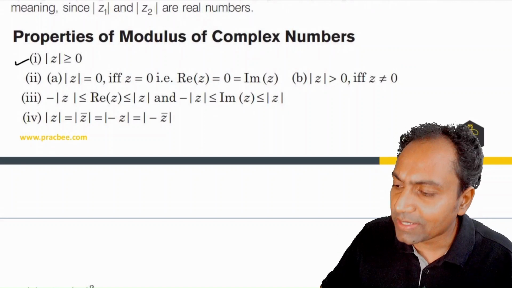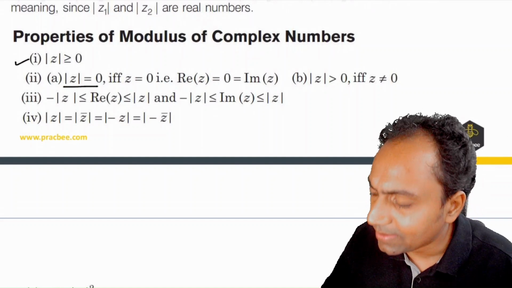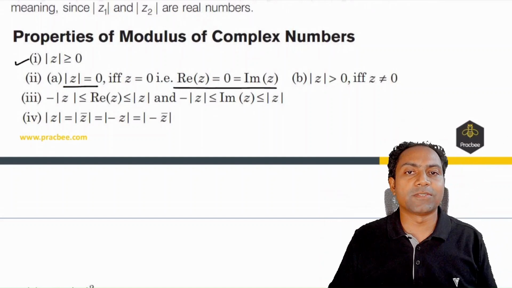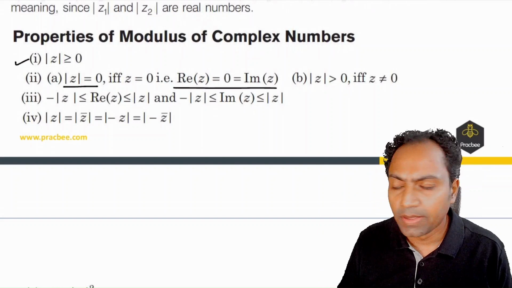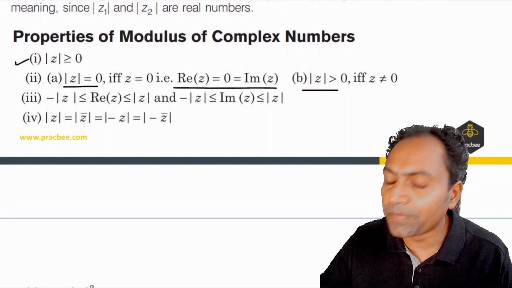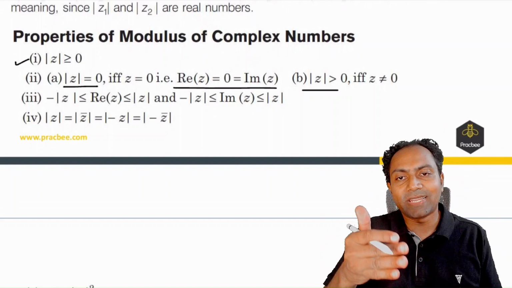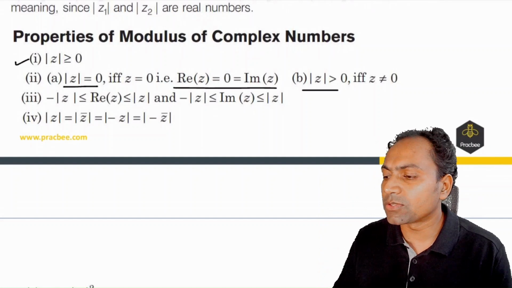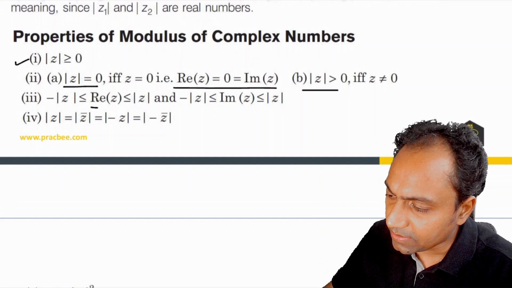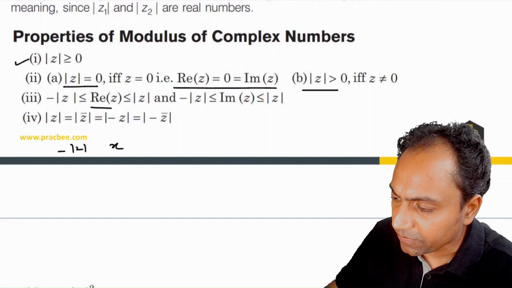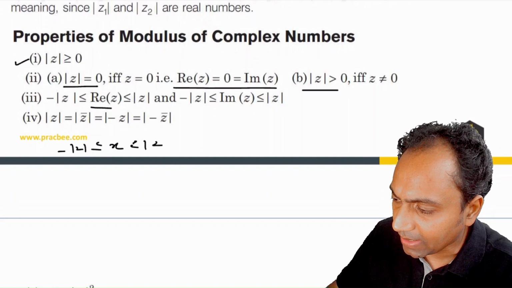If we say mod of z is equal to 0, this would mean that real part and imaginary part of z are both 0 because the complex number itself has become 0. If I am saying modulus of z is greater than 0, this would mean that z cannot be equal to 0 because it has some distance from origin. Next is your real part of z, that is nothing but x will lie between mod of z and z.